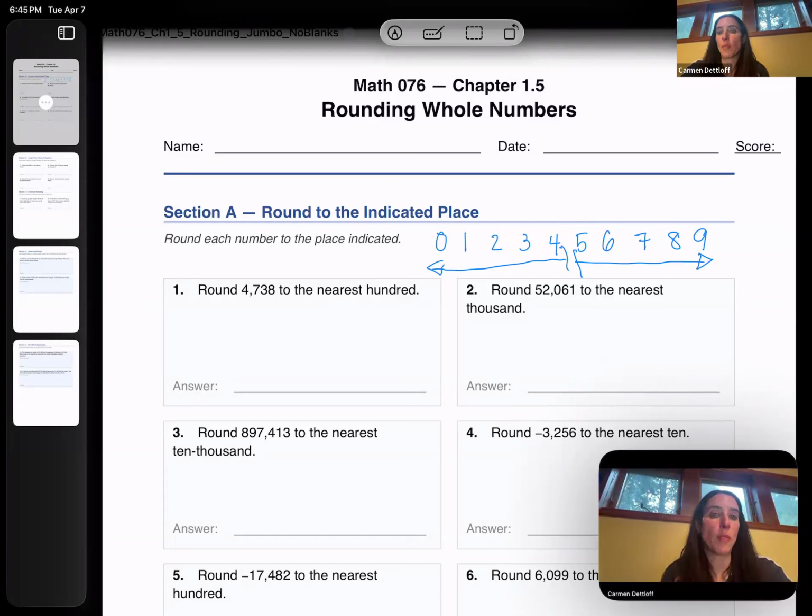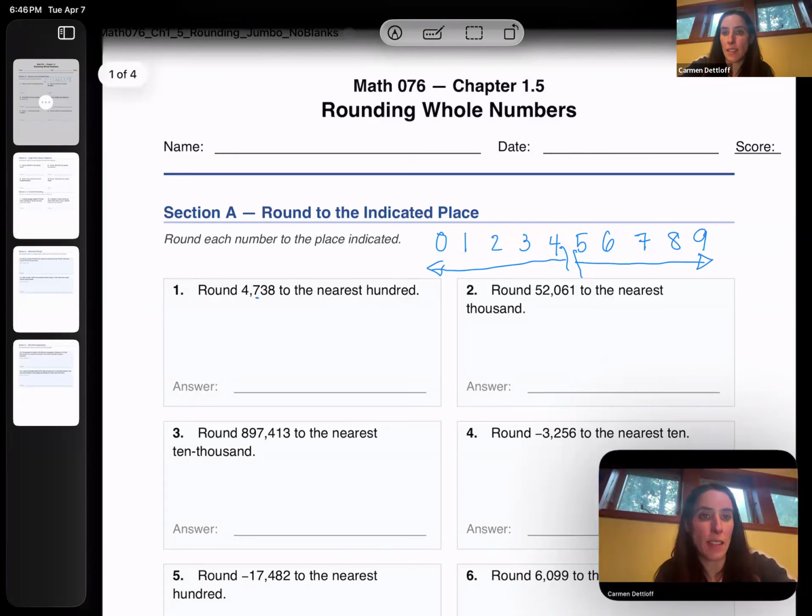So when I look at my problem, round 4,739 to the nearest 100, I look at it and I think, okay, where's my nearest 100? 100 is my 7 right here. And so then I look at the digit beforehand. I look at my 3, and this is the one where I need to look at it and think, where does it fall on my number line? So 3 falls on my number line right here, and it falls on the lower half of the number line. So it's going to be rounded down. So that 3 is going to be pushed down to 0. So my answer is 4,700.